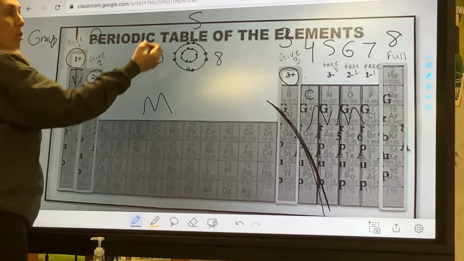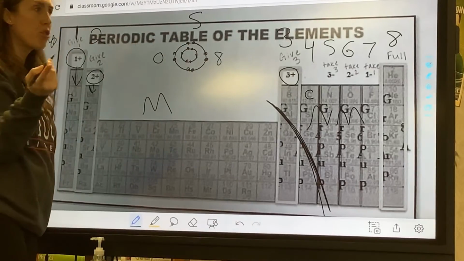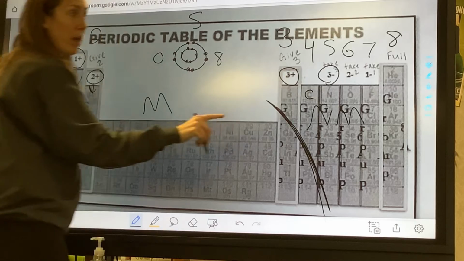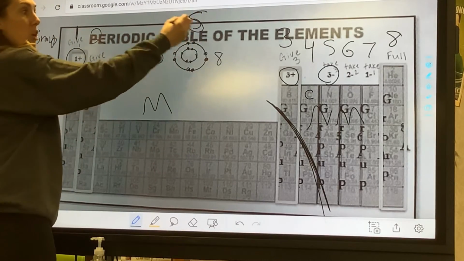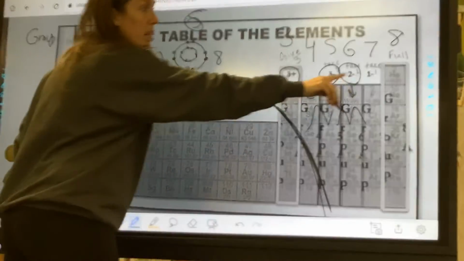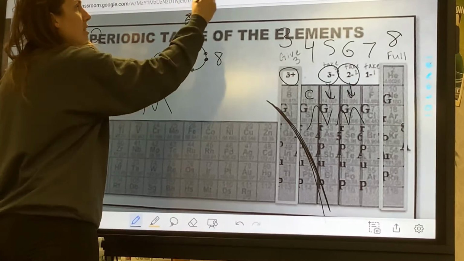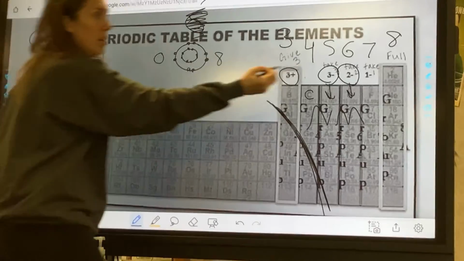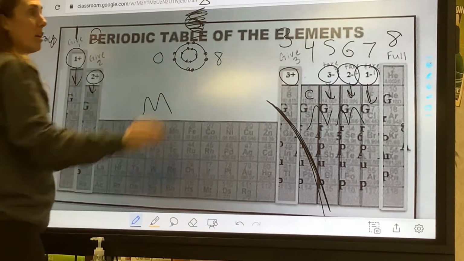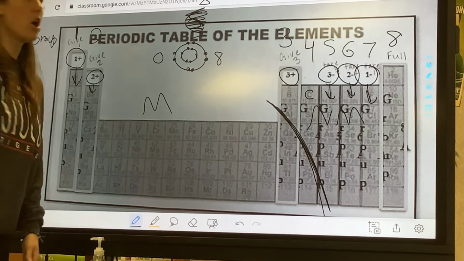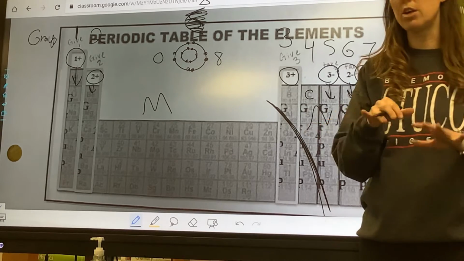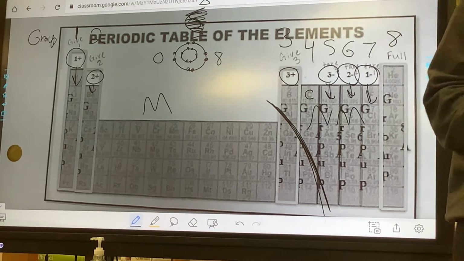5. Does it want to lose 5 or gain 3? Gain 3. When you gain 3 negative electrons, you become -3. Okay? 6. Do you want to lose 6 or gain 2? Gain 2. So this group mostly has -2s. Okay, we're almost done. 7. Do we want to lose 7 or gain 1? Gain 1. That's why most of these guys are all -1. Okay, if we have a full 8, do we want to do anything? No. So this one over here usually has nothing above it because it's happy. It's inert.